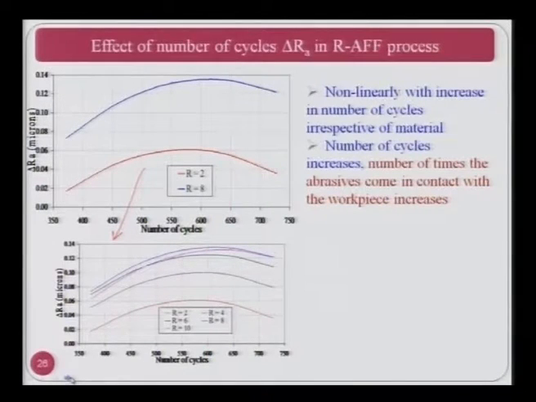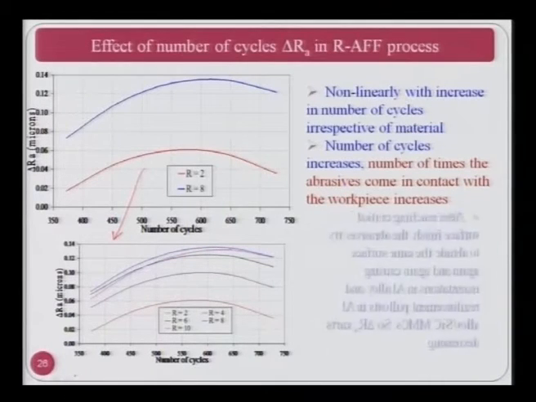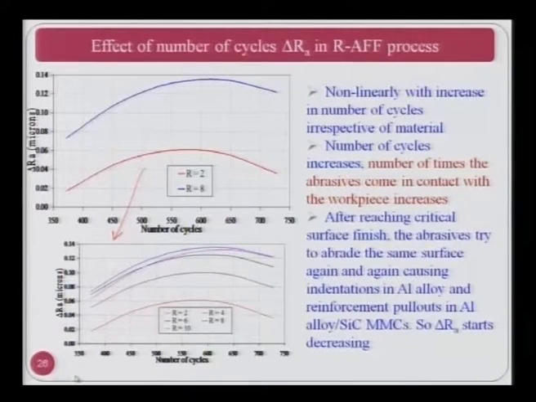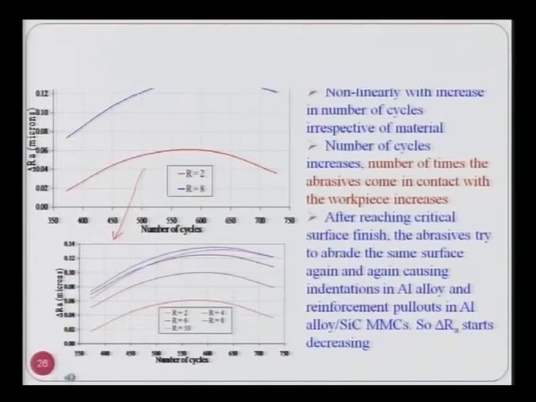As the number of cycles increases, the number of times the abrasives come in contact with the workpiece increases, therefore, you get a higher value of delta RA. After reaching critical surface finish, the abrasives try to abrade the same surface again and again, causing indentation in aluminum alloy and reinforcement pullouts in aluminum alloy silicon carbide metal matrix composites. So, delta RA starts decreasing, as you can clearly see in both these figures.